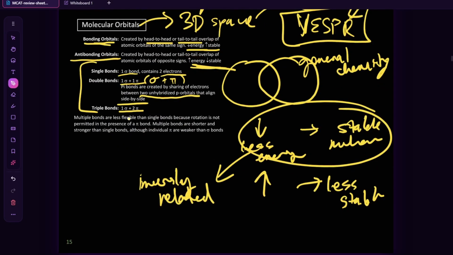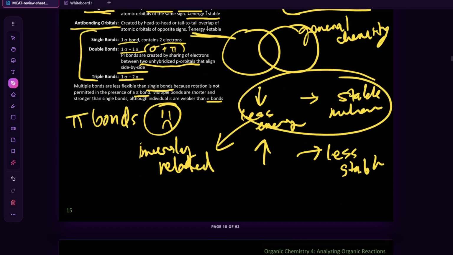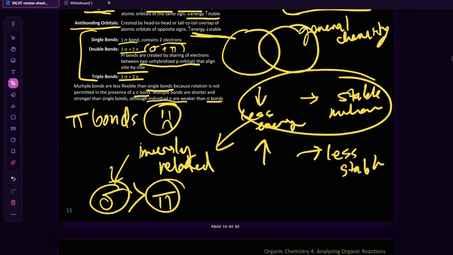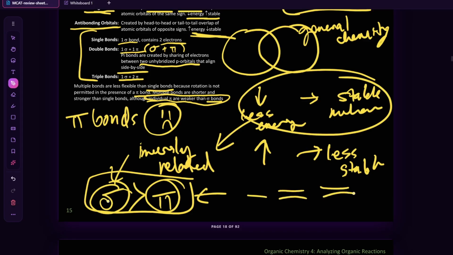Multiple bonds are less flexible than single bonds because rotation is not permitted in the presence of a pi bond. Pi bonds are not flexible. Multiple bonds are shorter than single bonds, although individual pi bonds are weaker than sigma bonds. So that's important to note. What it's trying to say here is that if I have a sigma bond alone and a pi bond alone, the sigma bond is stronger. That's what it meant here: individual pi bonds are weaker than sigma bonds. So this pi bond is weaker than this sigma. But if I have a single bond and then a double bond and also a triple bond.